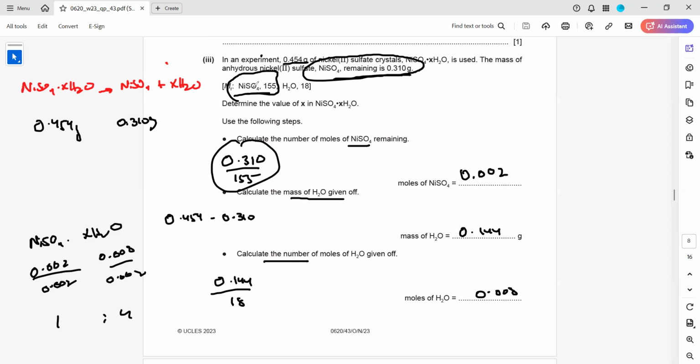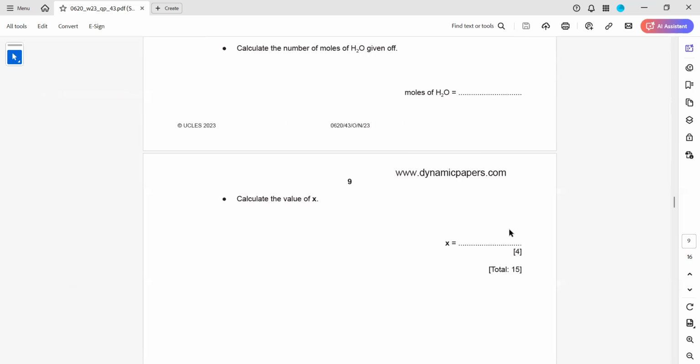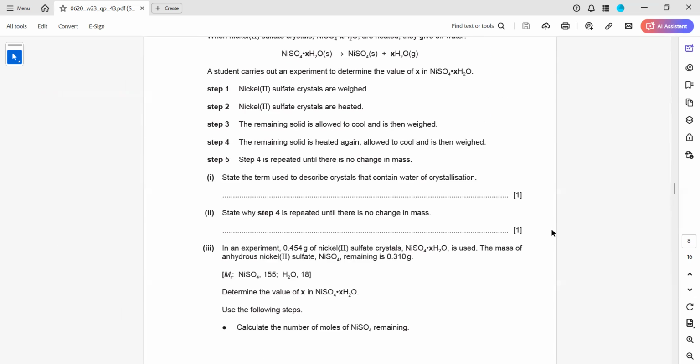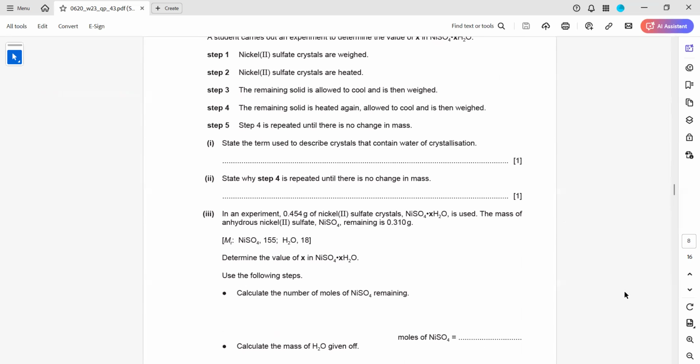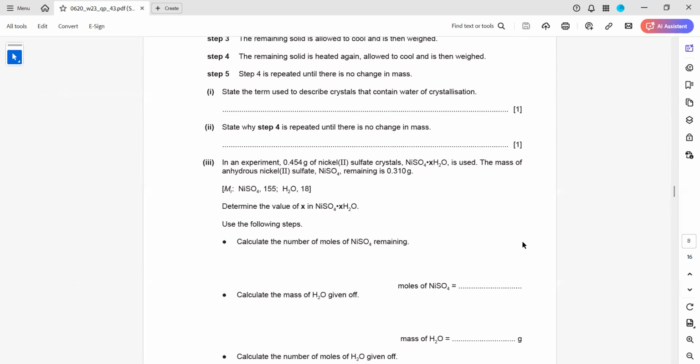Yes, the question said remaining. If it was just calculate the number of moles of NiSO4, it's still the same method, because the mass of NiSO4 is 0.310. Then the value of x will be 4. Is this one clear?